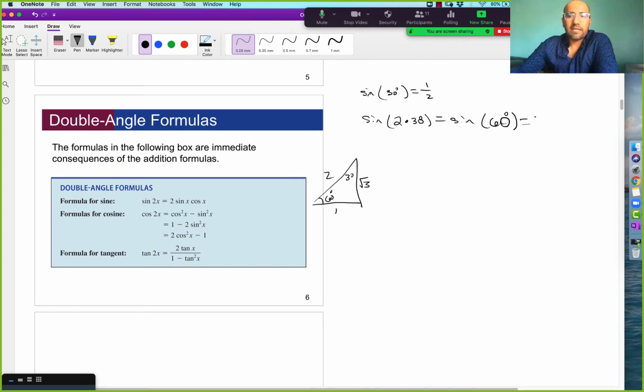So it's not equal to 1, it's equal to root 3 over 2, right? Okay. Well, this little formula over here tells us that what we could do when we want to figure this out is that it's equal to sine of 2 times 30 degrees, which is like this one, and the formula tells us that it's equal to twice sine of 30 degrees cosine of 30 degrees.